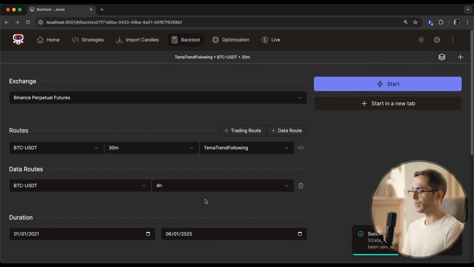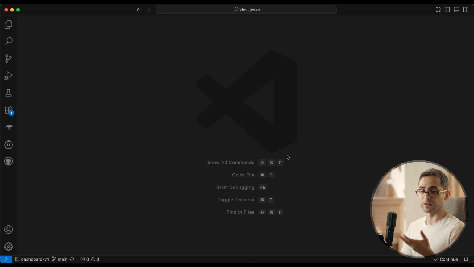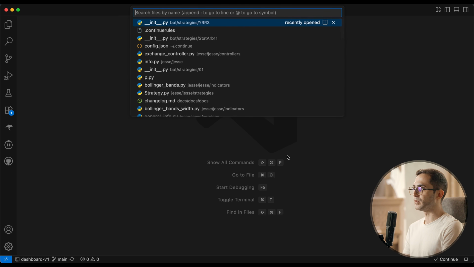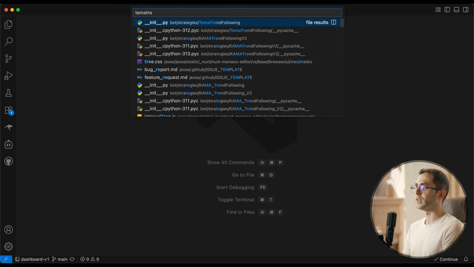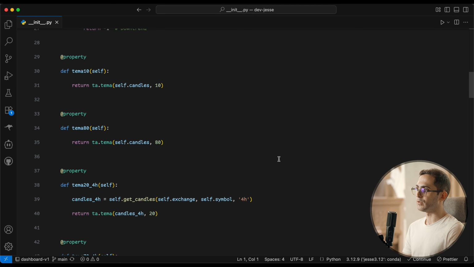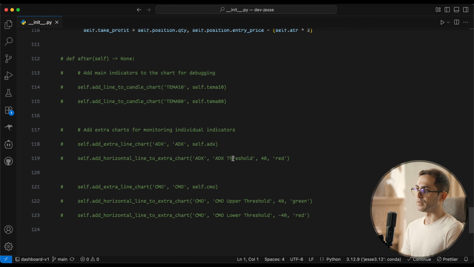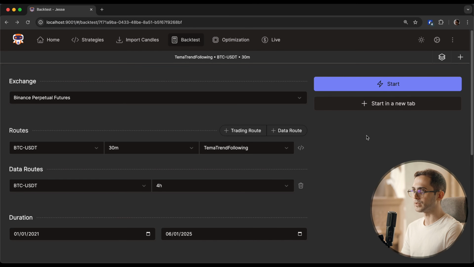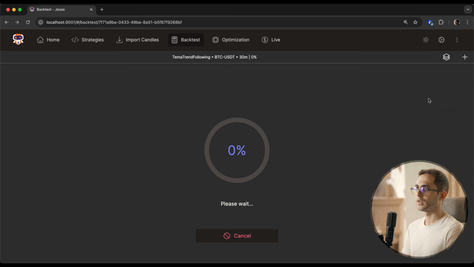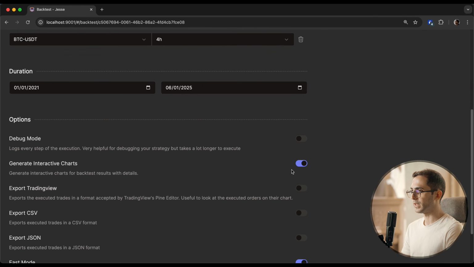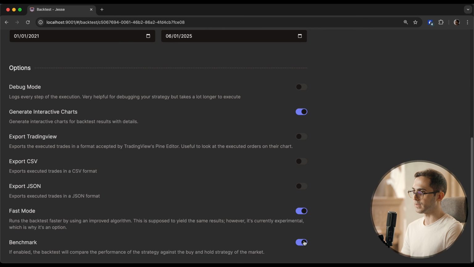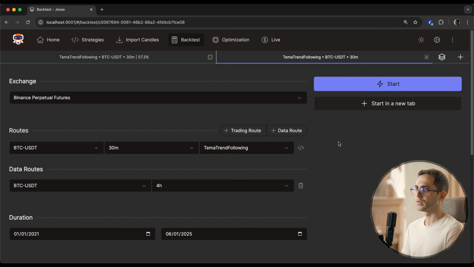Go back here. And by the way, if you don't want to use the editor inside Jesse's dashboard, you can always use something such as VS Code and look up your strategy. So for instance, TEMA trend following, and you can see the code here and you can edit it right from here instead of the dashboard. All right, so everything looks good now. Let's start it. Now, while this is going, I want to also run another one without this benchmark value here.